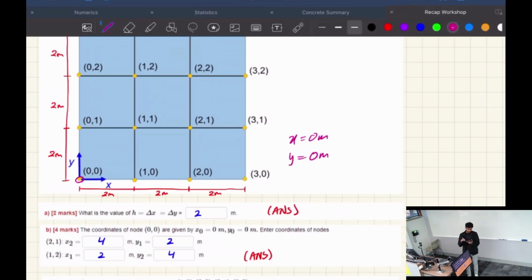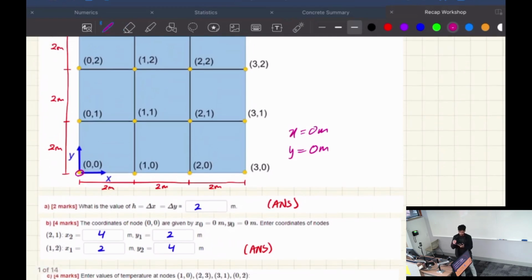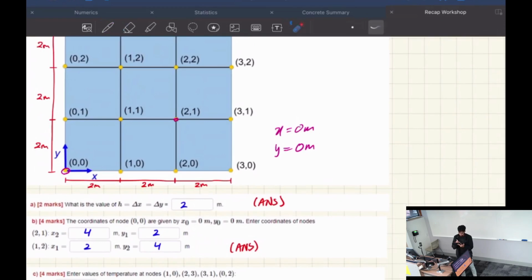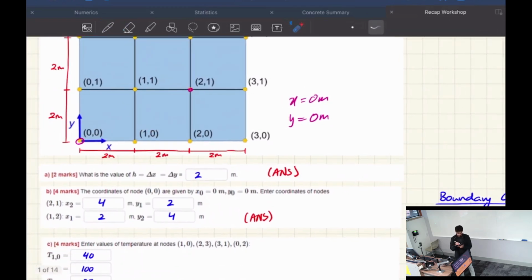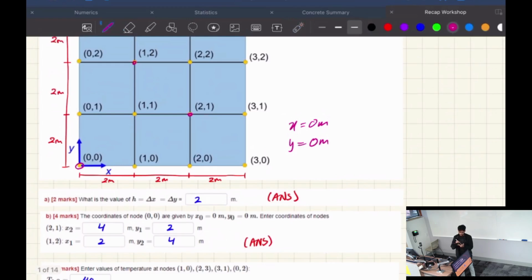They've told us to find the coordinates of 2, 1 and 1, 2. Node 2, 1 is right over here. Can you guys see that? Yeah. Okay. So we're essentially just going to the right by 4 meters and up by 2 meters. So our x coordinate will be 4 meters, and our y coordinate will be 2 meters. And if we're trying to find 1, 2 up here, we're going to the right by 2 meters and up by 4 meters.